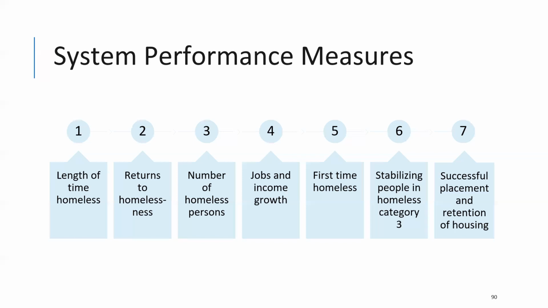Measure 6, HUD has not been using over the past few years because most CoCs are not eligible to serve folks in category 3, which is folks who are homeless under other federal statutes. So for example, folks who are doubled up or couch surfing, but measure 6 looks at stabilizing folks in that category. And then measure 7 looks at the successful placement and retention of housing. So what percentage of folks are exiting to permanent housing, and for permanent supportive housing, what percentage are either exiting to permanent housing or retaining their housing. So these are the key measures that HUD is really looking for CoCs to make improvements on year over year.